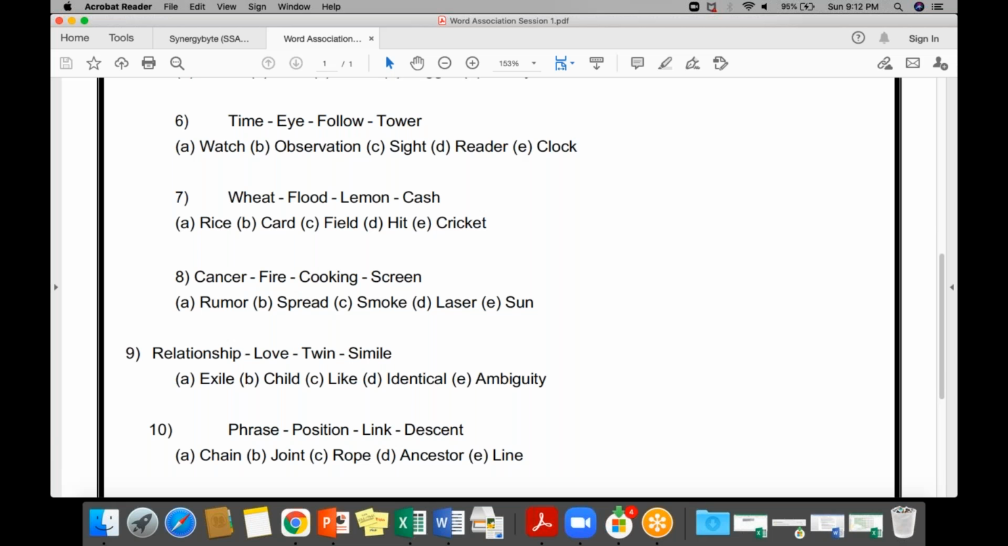You can say it's a joint phrase, but you cannot link joint with decent. How is line linked with decent? So what should be my answer over here? Line or joint?